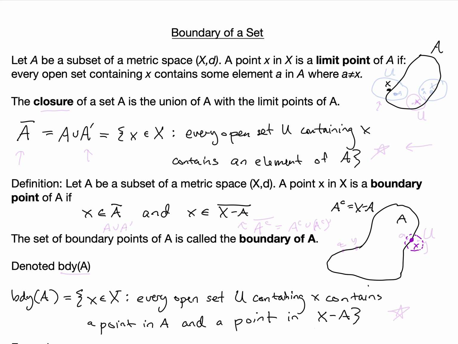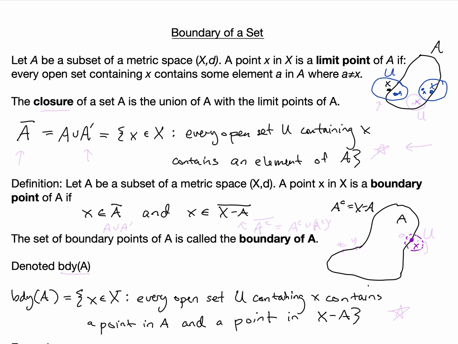So we have a set A contained in X. Little x may or may not be in A, but it's the case that for any open set U we choose, there's some element a of A other than the point x. It might also be the case that x is inside of A, but even if that's true, there must be some point a other than the point x that's inside of A.